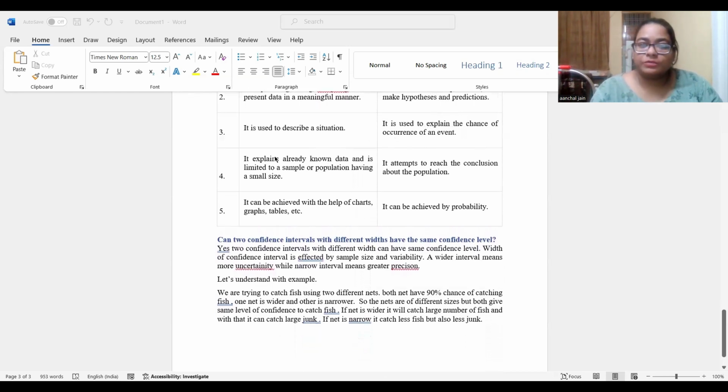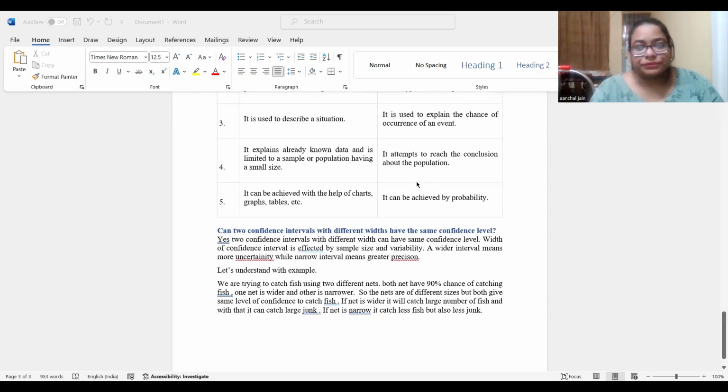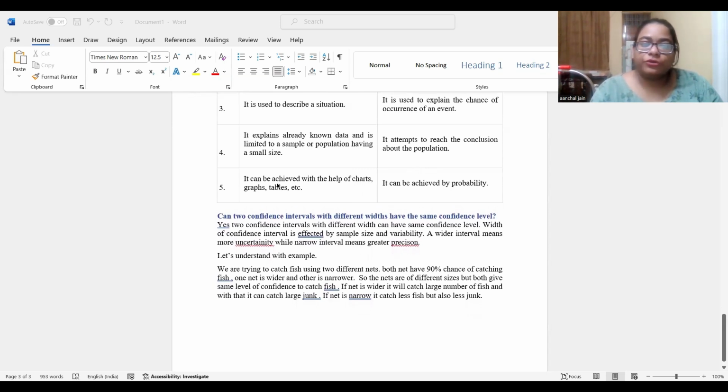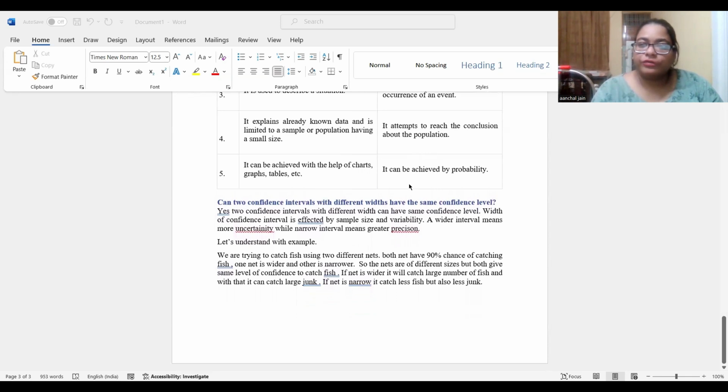Descriptive statistics will explain already known data and is limited to a sample or population having a small size. And inferential statistics will attempt to reach a conclusion about the population, meaning basically a prediction. In descriptive statistics, we can create charts, graphs, and tables to understand the data in a very meaningful manner. And inferential statistics can be achieved by using probability.